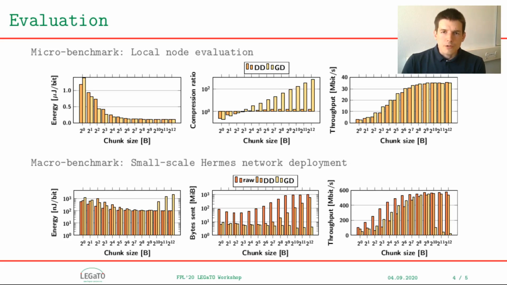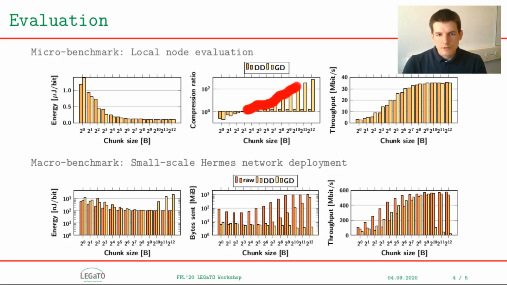We did a couple of benchmarks with our prototype implementation where we evaluated locally on a Raspberry Pi 4B its performance and also in a small-scale network deployment. You can see that for large data chunks, there is a significant energy overhead, which is due to a memory bottleneck in our prototype implementation.